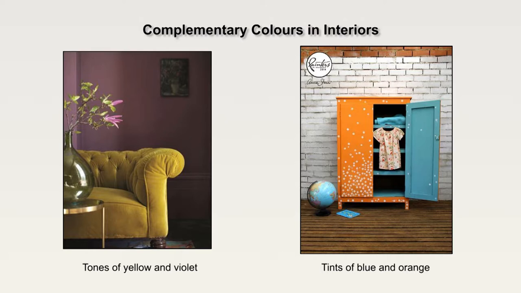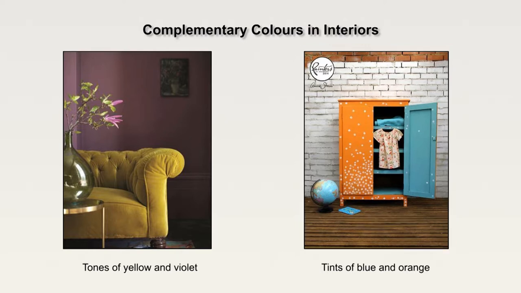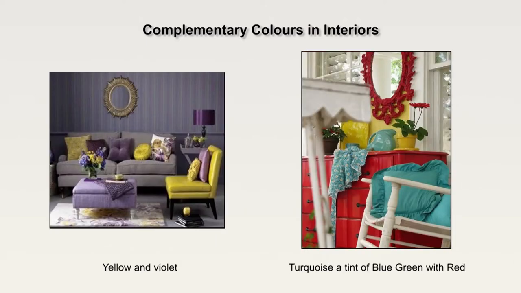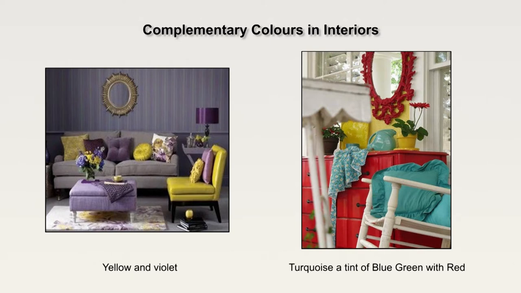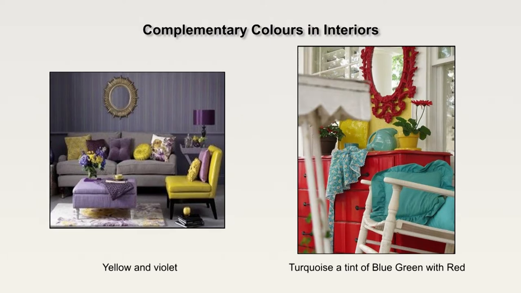Let us look at more examples of complementary colors. The image on the left has yellow and violet. The image on the right has turquoise, which is a tint of blue-green, with red. From this, you may also have noticed that contrasts are created through complementary colors. Take a moment to observe the contrasting colors in these images.